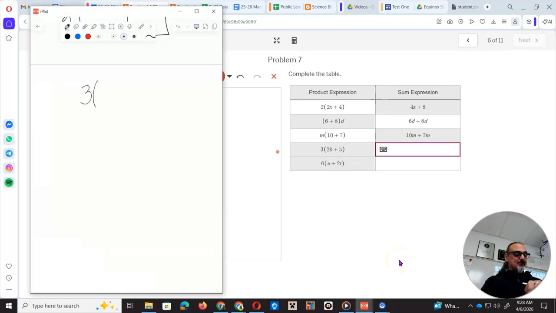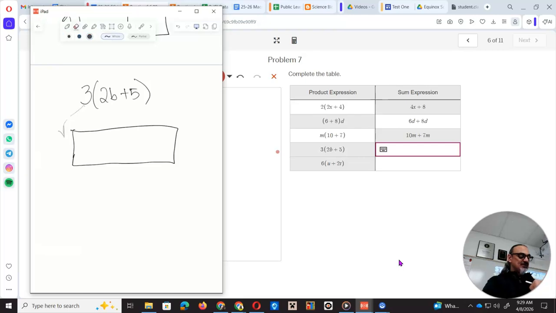I've got 3 times (2b plus 5), so I draw my rectangle, and the 3, I'm always going to put there, okay? Whatever goes there, whether it's a number term or a variable like x, I'm going to put it right here, okay? Then what's in the parentheses, that becomes your length, the length times the width. And I'm just going to put a line to say there are 2 parts, right?